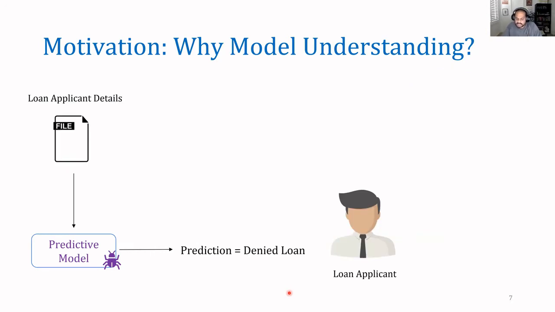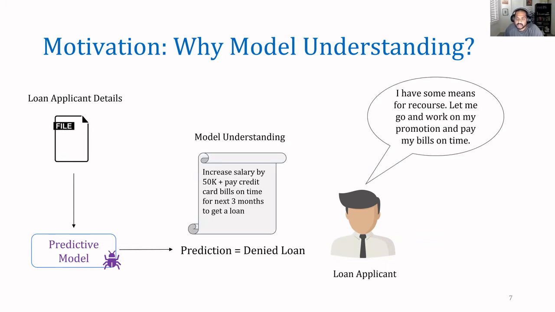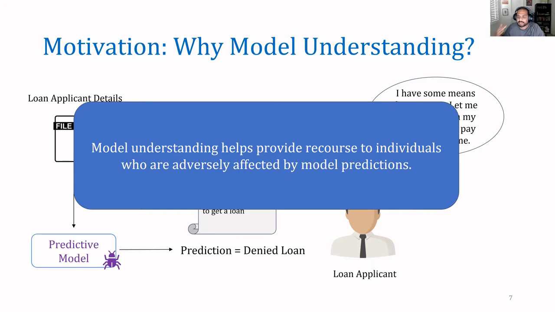Here's another example, which is slightly more on the financial side of things, where somebody has applied for a loan. The loan gets denied. The loan applicant now has to decide, okay, what should I actually do, right? When you do some kind of model understanding or explanations, you can get an explanation that says increase salary by this amount and pay credit card bills this many times, and that will change this decision, right? So now the loan applicant has some recourse. And so model understanding can help people develop these recourses so that they know what to do.